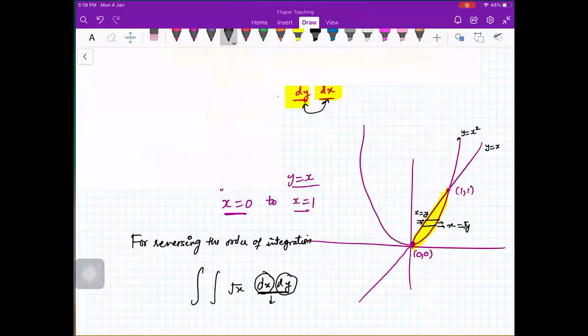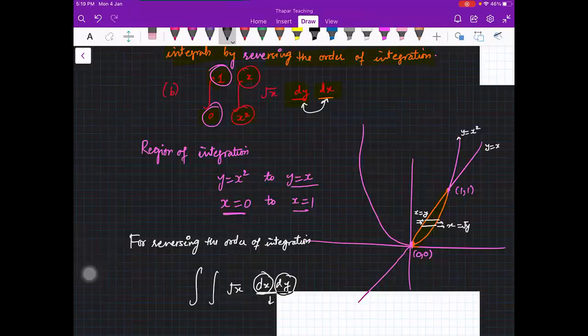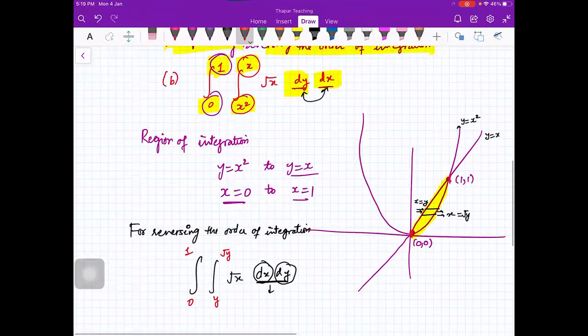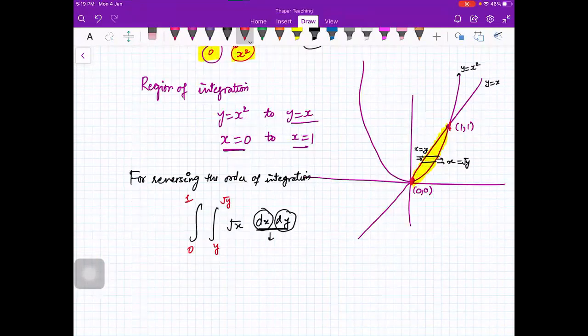Exit point is x is equal to root y. So you have from y to root y, and then from 0 to 1. X is from 0 to 1. Is that thing clear to everybody? This is how you will reverse the order of integration. Any doubts?